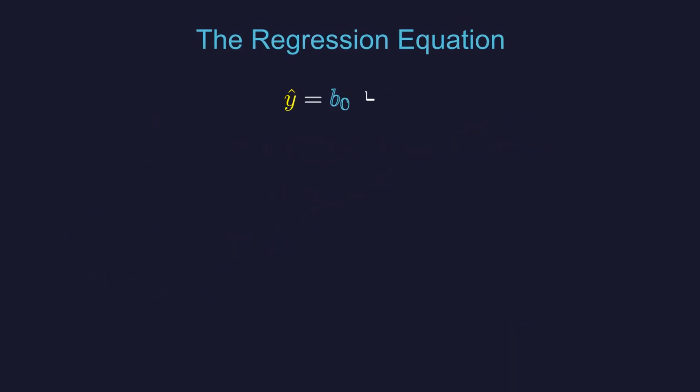The regression equation takes the form y hat equals b0 plus b1 times x. Y hat is the predicted value of y, b0 is the intercept, the value of y when x equals 0. And b1 is the slope, the key statistic. The slope equals r times the ratio of standard deviations, and the intercept is calculated from the means.